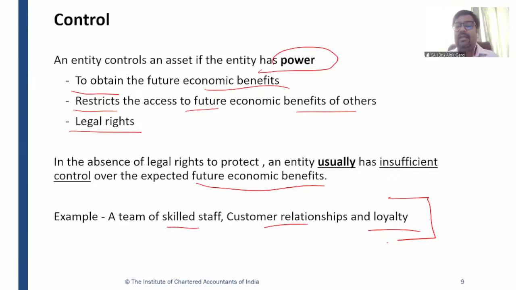So the thing is, in case of a staff to whom the company has given training, and in case of customer relationships, you may have a good customer relationship, but you cannot stop that customer from accessing the other product or the other shopkeeper or other suppliers, right? Loyalty. These kinds of concepts are where there is a lack of control. There is no control, and hence we cannot capitalize these items as an intangible asset. So whenever the company is giving training and spending huge money on the training, the company cannot defer the cost, and the company cannot recognize those costs as an intangible asset, right? I hope it is clear to all of you.